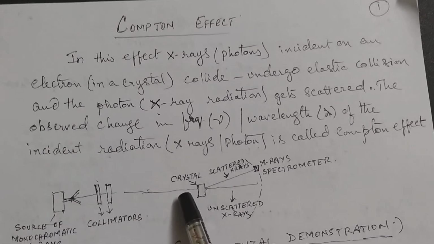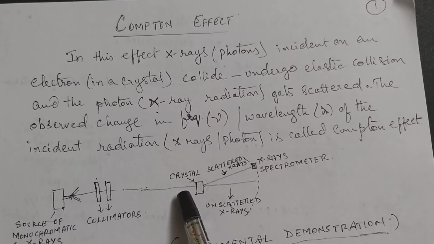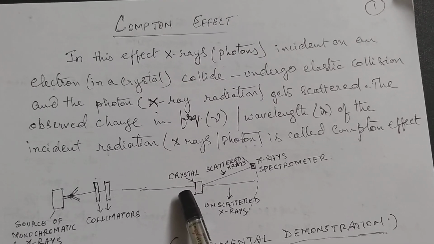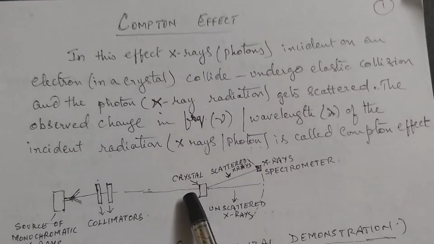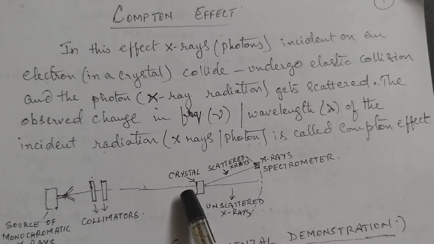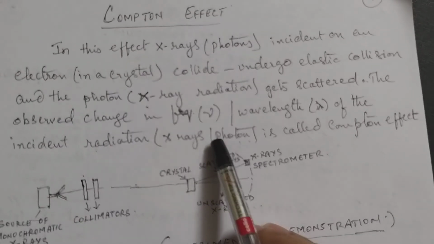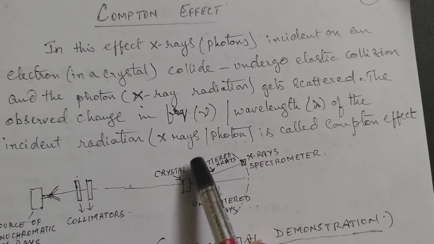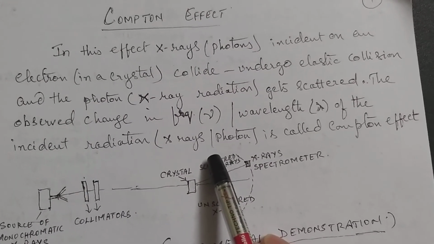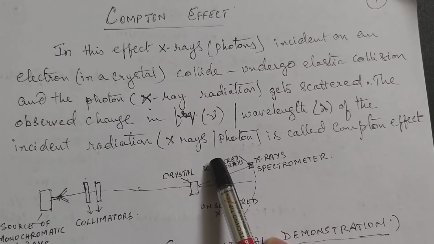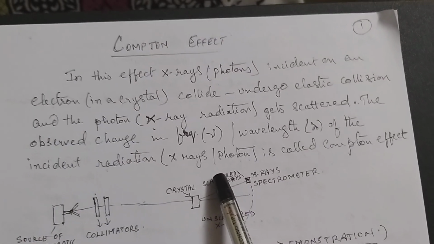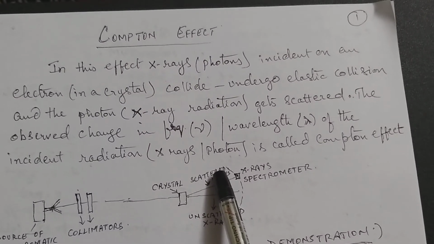Another effect we have also seen using radiation was the photoelectric effect. A third most important effect is the Compton effect. In this effect, X-rays, also a form of radiation, contain photons, particles. Photons are particles which have no mass, travel with the velocity of light, and have energy h nu, where h is Planck's constant and nu is frequency.